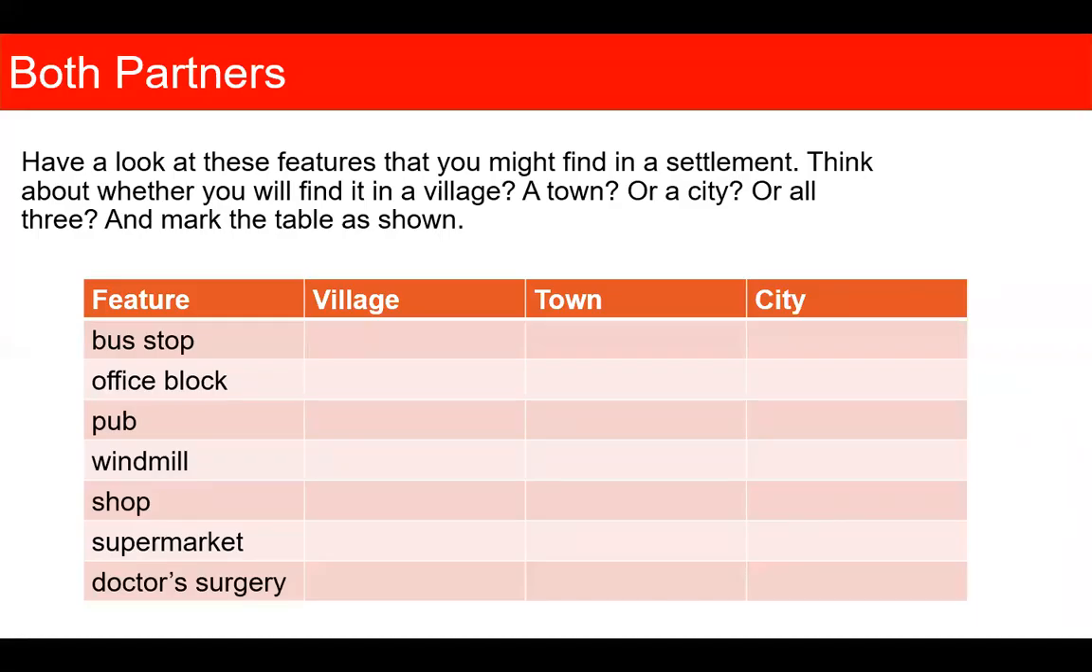Okay, so let's come into an activity. So here we've got the three main types of settlement. We've got a village, a town, and a city, and we've got lots of different features. We've got a bus stop, an office block, a pub, a windmill, a shop, a supermarket, and a doctor's surgery. In a minute, I want you to pause the video and, on your activity sheet, tick which box you think you would find a bus stop in. Would you find a bus stop in a village, a town, or a city? Maybe you only find it in one of the places.